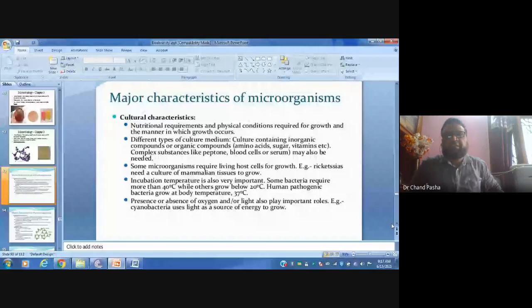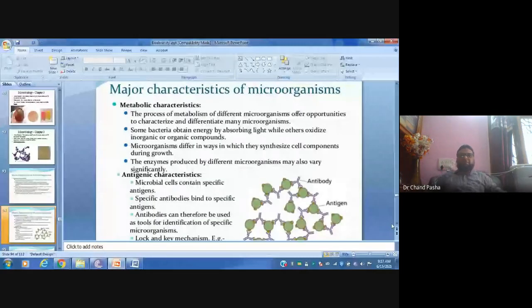Metabolic characteristics come under the biochemical characteristics. We already discussed chemical ones. Other day I was mentioning the IMVIC test, the indole test.